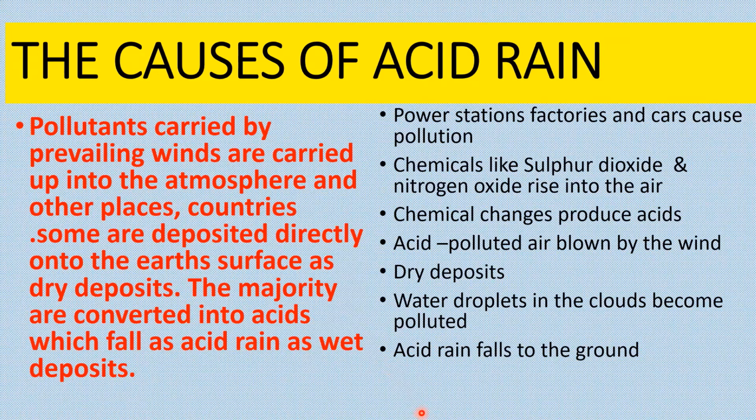The first step is that power stations, factories, and cars cause pollution. Secondly, chemicals like sulfur dioxide and nitrogen oxide rise into the air. And when they reach the atmosphere, what happens? The chemical changes produce acid. Later, the acid-polluted air is blown by the wind. Sometimes it may be deposited in the form of dry deposits. On the other hand, water droplets in the clouds become polluted, and later the acid rain falls to the ground.